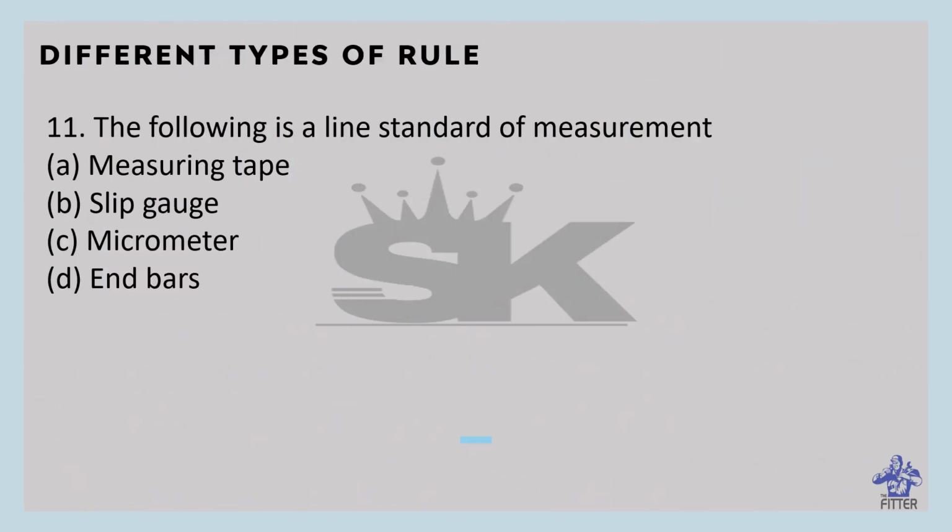The following is a line standard of measurement, that is measuring tape. Measuring tape is a flexible ruler used to measure length or distance. It is made of materials like fiberglass, cloth, plastic, metal ribbon, or a strip. It is marked in centimeters and inches. It consists of a case, thumb block, blade or tape, hook, and sometimes a belt clip. The hook located at the end of the tape comes in handy when measuring hard surfaces.